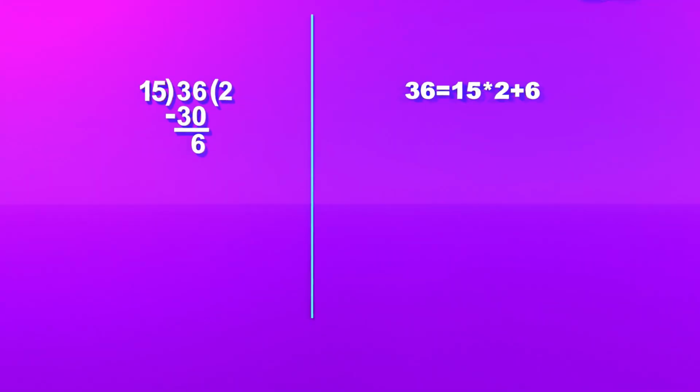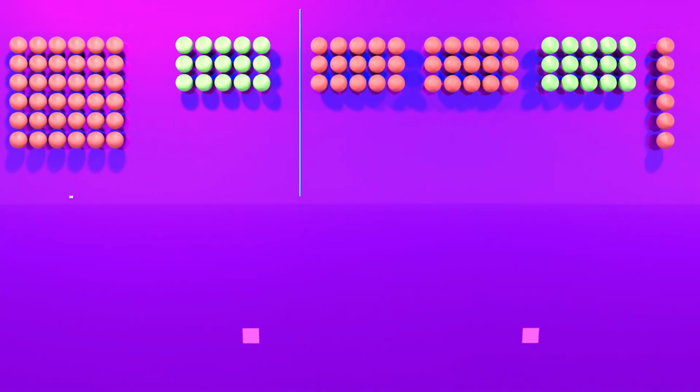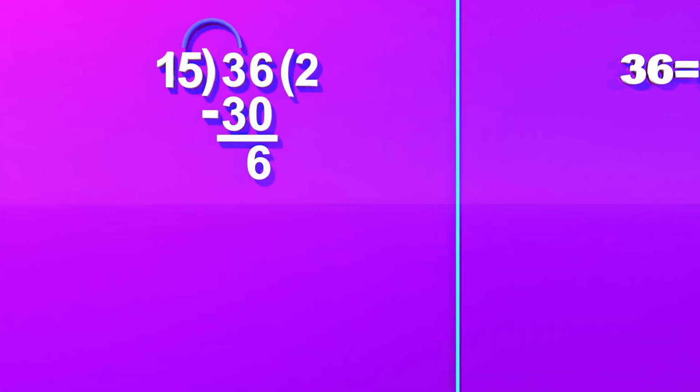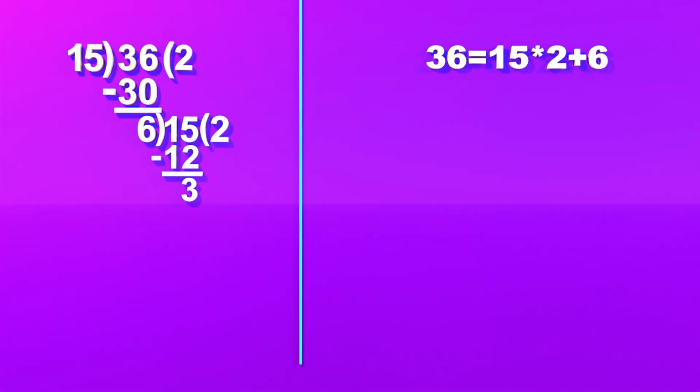Now look at our division. It is exactly the same as we arranged our green and red balls. We divided 36 by 15. Now we will divide 15 by 6, and we get 2 as quotient and 3 as remainder. Also we can write it as an equation.